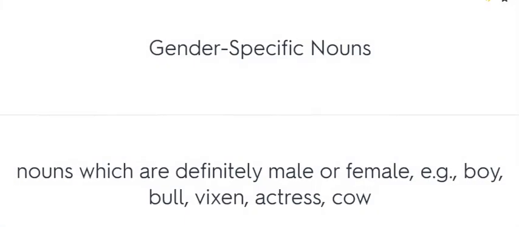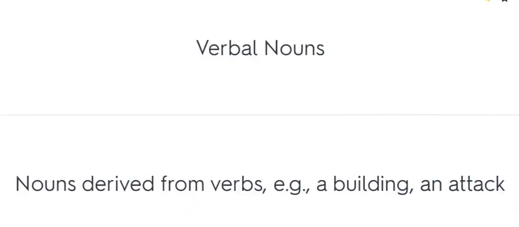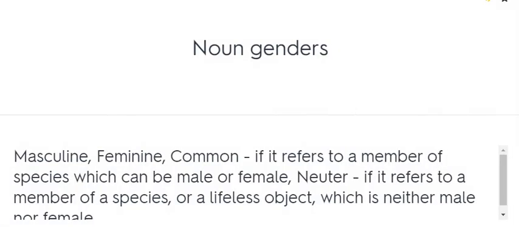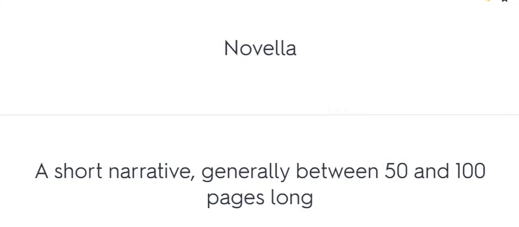Gender-specific nouns. Nouns which are definitely male or female, for example, boy, bull, vixen, actress, cow. Verbal nouns. Nouns derived from verbs, for example, a building, an attack. Gerunds. Nouns that represent actions, for example, running fast, guessing a number. Noun genders. Masculine, feminine, common, if it refers to a member of a species which can be male or female, neuter, if it refers to a member of a species, or a lifeless object, which is neither male nor female. Novella. A short narrative, generally between 50 and 100 pages long.